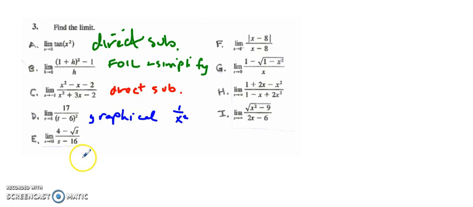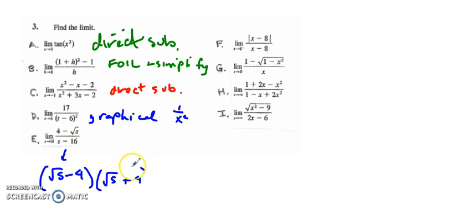All right, for E, you have two choices. You can multiply by the conjugate of the numerator, which would be 4 plus the square root of x, or you can do something really funky, which is factoring the denominator into the square root of x minus 4 times the square root of x plus 4. And then what ends up happening is you can factor a negative sign out of the numerator, which will give you the square root of x minus 4. And I'm hoping now you can see what cancels. And once you cancel, you can use direct substitution.